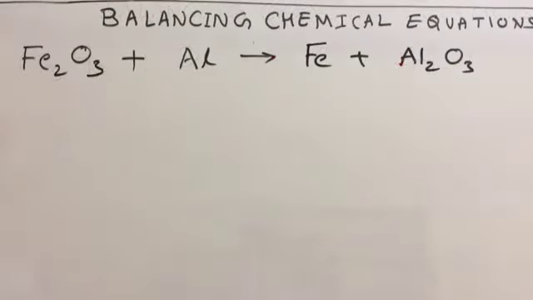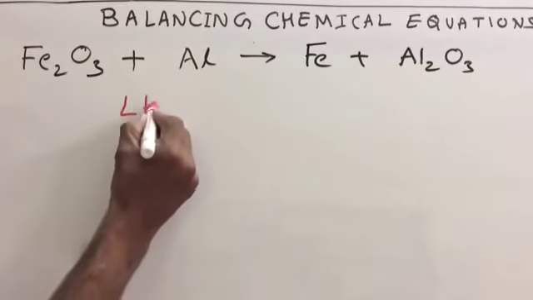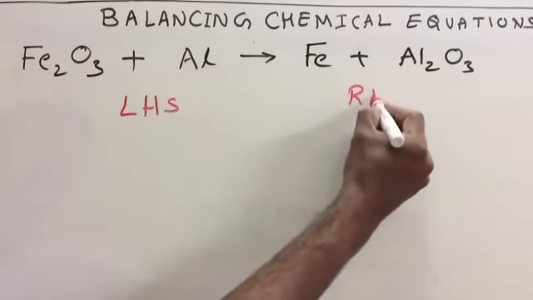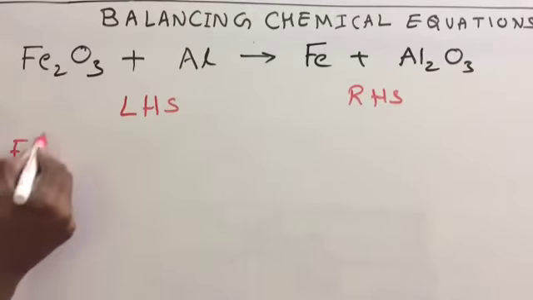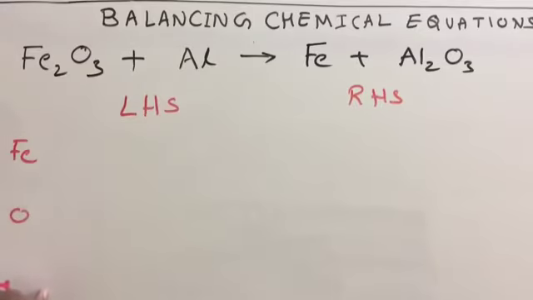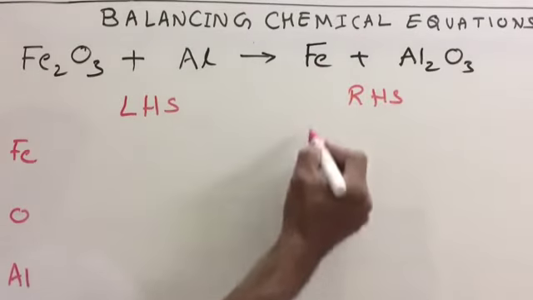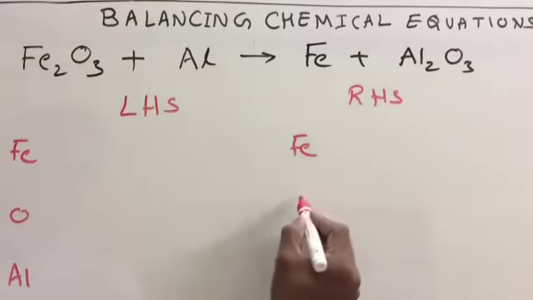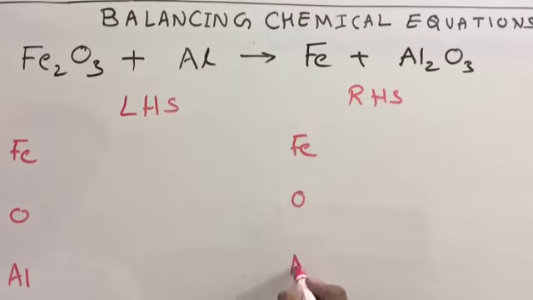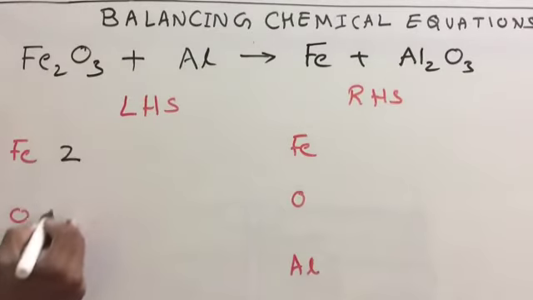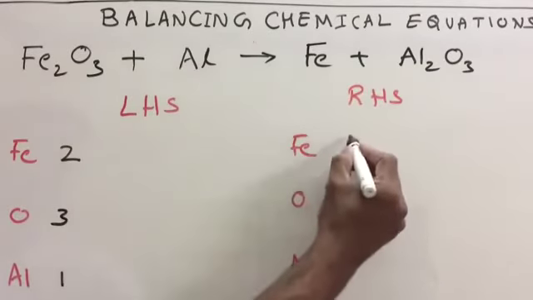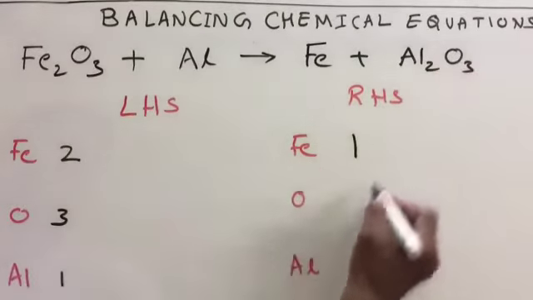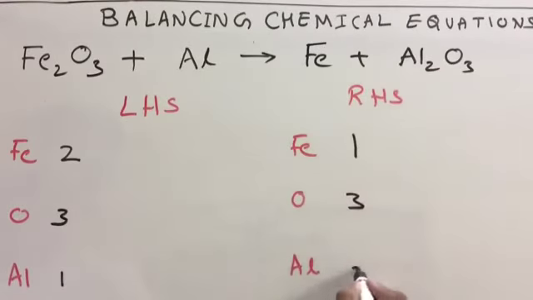One more equation. Write the equation first and then write LHS, RHS. On LHS the atoms: you have iron atom, you have oxygen atom and you have aluminium. Similarly on RHS you have iron, oxygen, aluminium. Now check the number of atoms of each. For iron you have 2 on LHS, for oxygen you can see 3, aluminium 1. On RHS iron you have 1, oxygen you have O3 means 3 here, aluminium Al2, 2.